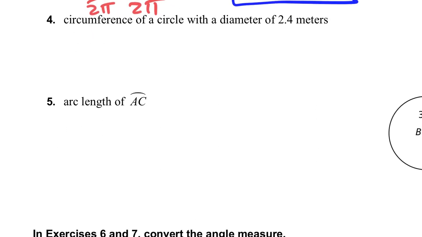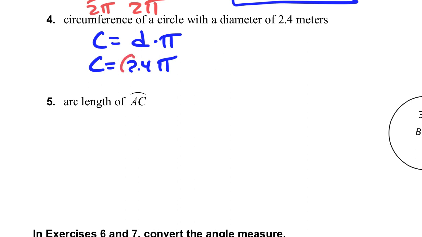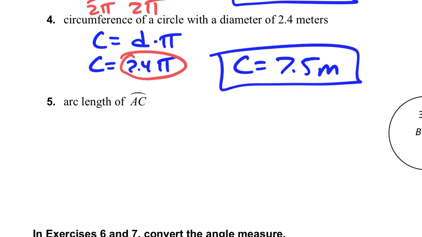Number 4, circumference of a circle, and we have diameter, so circumference equals the diameter times pi. So from there, let's fill in what we know. The diameter is 2.4. Keep the pi and keep the c for circumference. And then we're just putting this part in the calculator, the 2.4 times pi. So we get circumference is equal to roughly 7.5 meters.